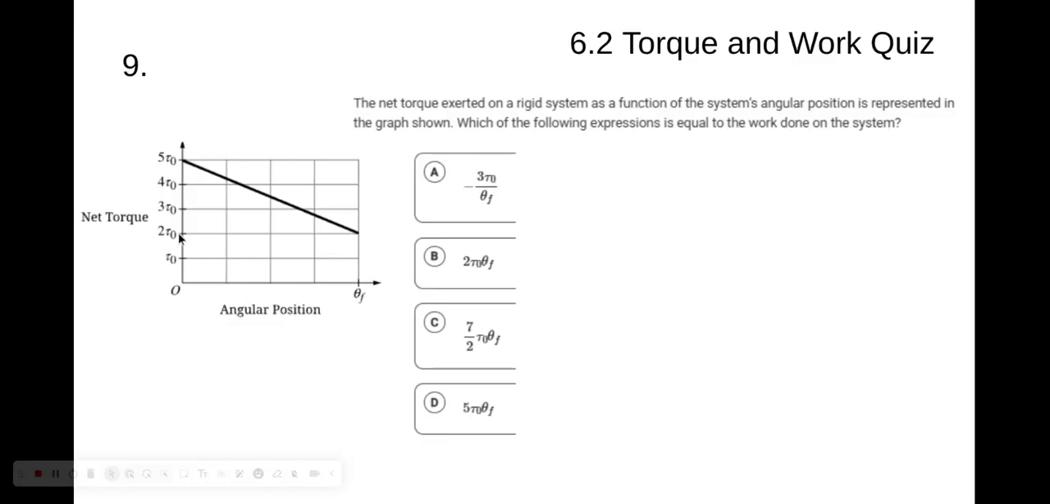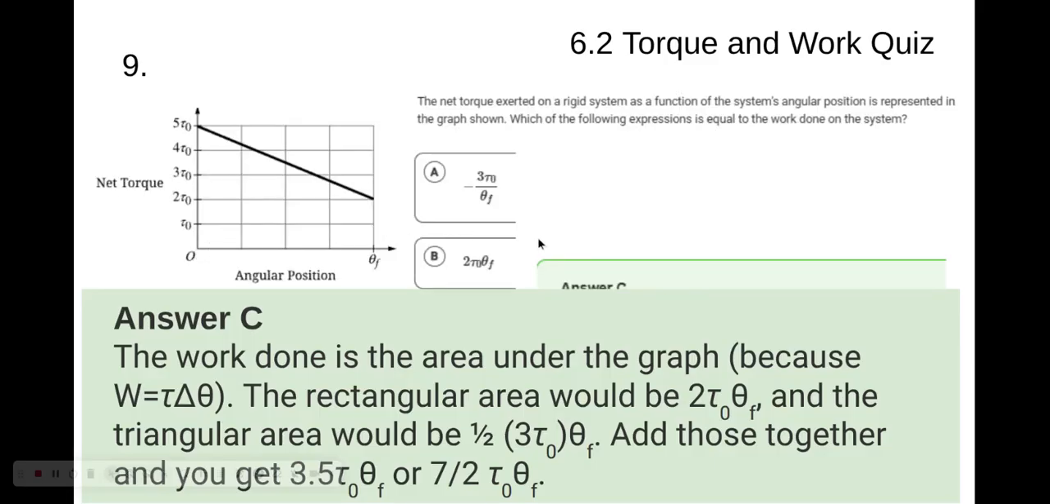So this rectangle is going to be 2 tau theta. This triangle is going to be 3 times 1/2 base times height, so it's going to be 3 over 2 times theta. So 3 over 2 plus 2 is going to give us 3.5. Now, I don't see a 3.5 on there, and my answer got covered up, but the answer is C, because that answer says 7 over 2, which is 3.5.